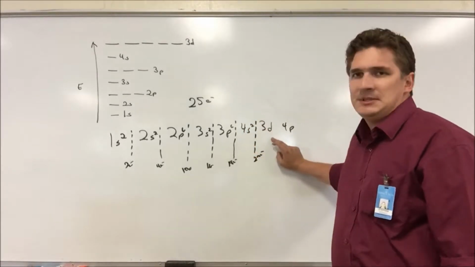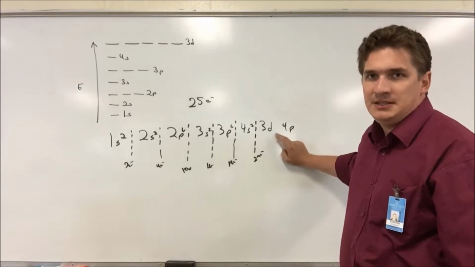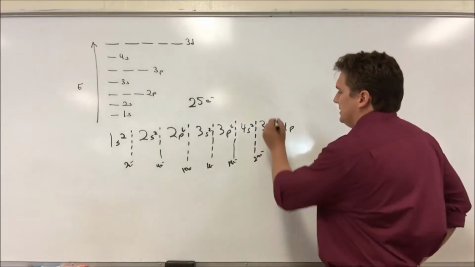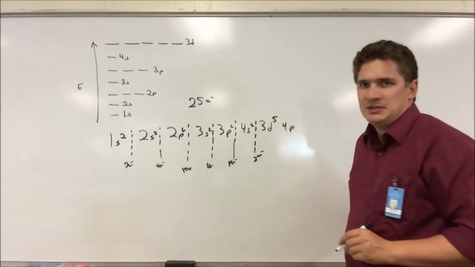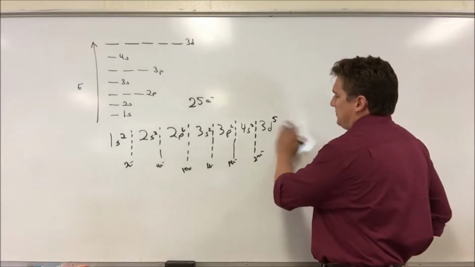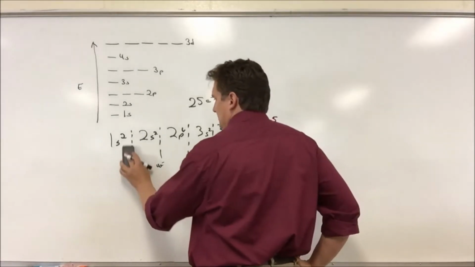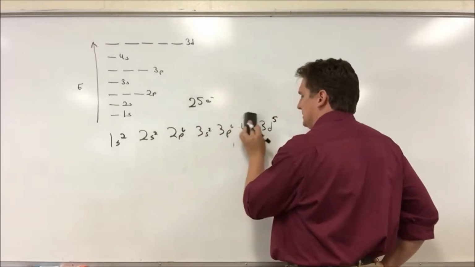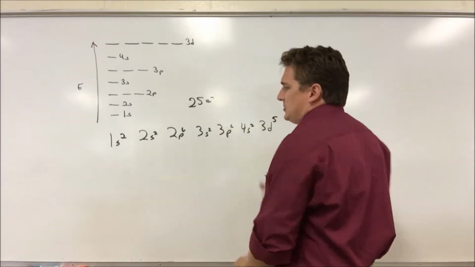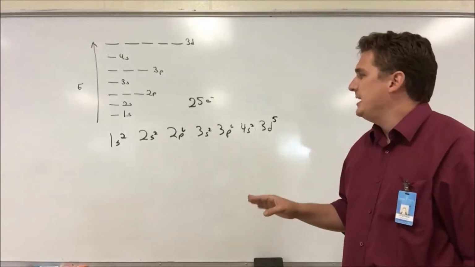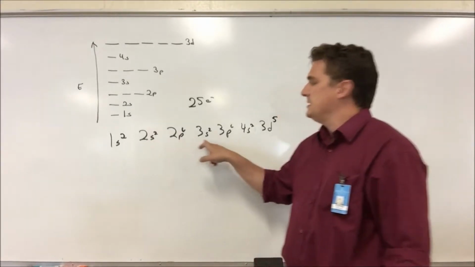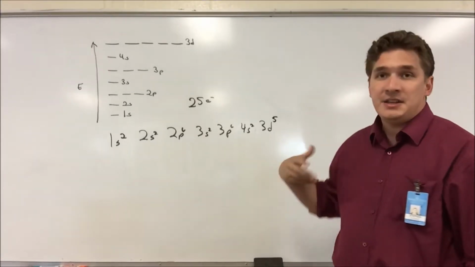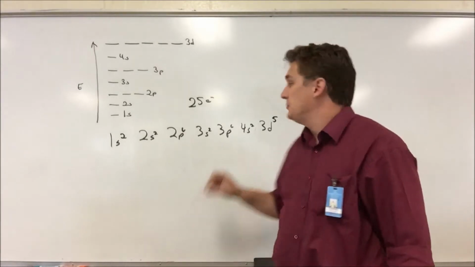And our d can hold up to 10. But if we add 10 to these d orbitals, we'll have 30 electrons, which is more than we need for the atom. So we only need to add 5 electrons to this d. And since we don't have any 4p's, we can erase it. And we'll just get rid of this counting here. And what we get is that the electron configuration of the 25 electron atom is 1s2, 2s2, 2p6, 3s2, 3p6, 4s2, 3d5. So our highest energy orbitals, the highest energy electrons are in the 3d orbital, and there are 5 of them.